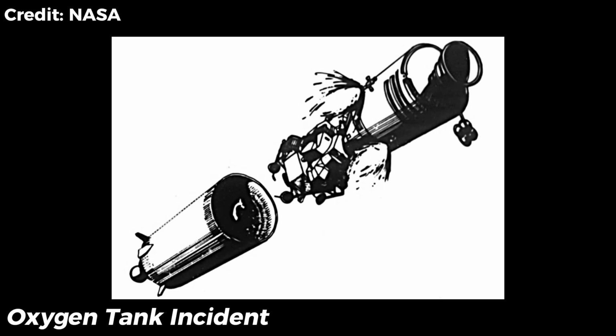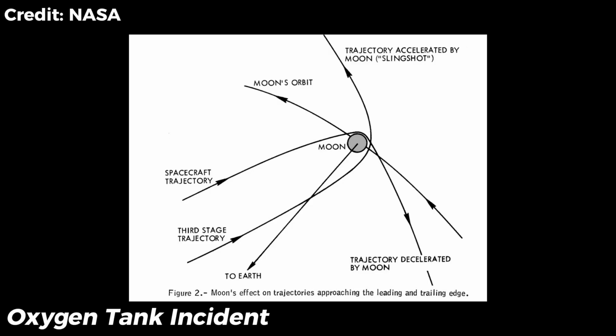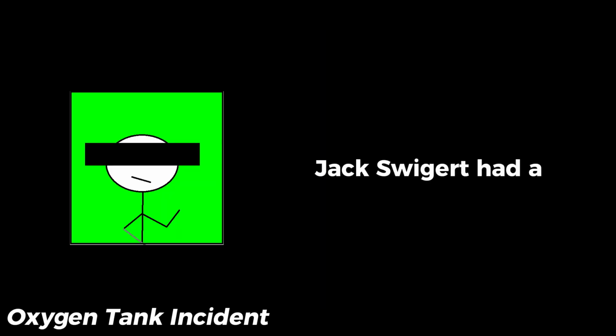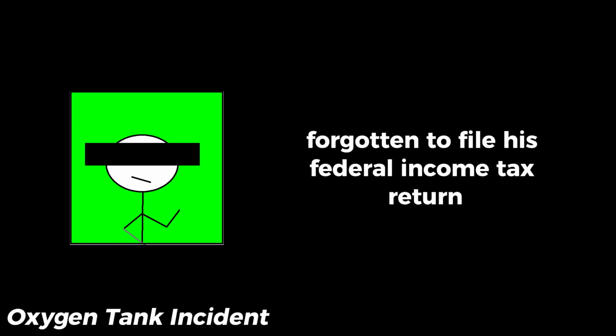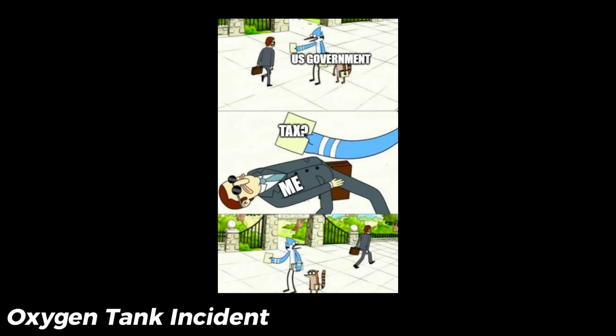The crew performed a burn to set Apollo 13 on a hybrid trajectory, meaning that if no more burns were done, the spacecraft would miss Earth on the way back. Jack Swigert had a moment of realization during the mission that he had forgotten to file his federal income tax return before the deadline. Frick taxes, right?